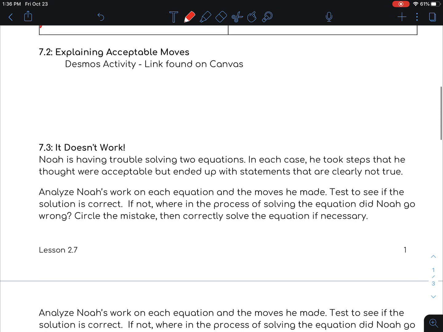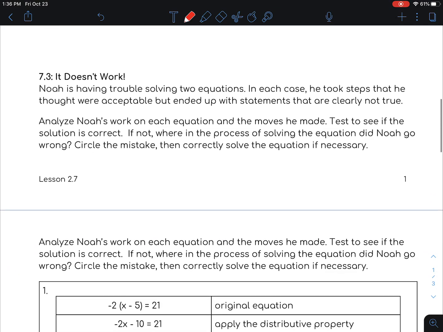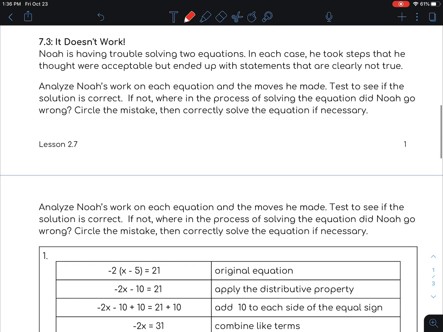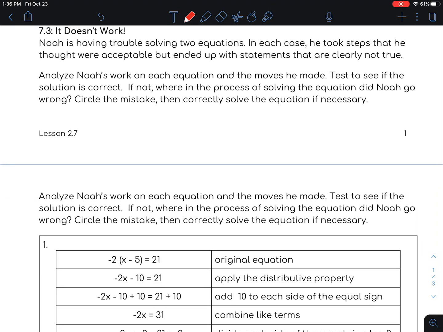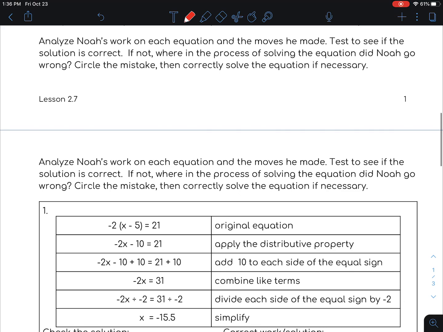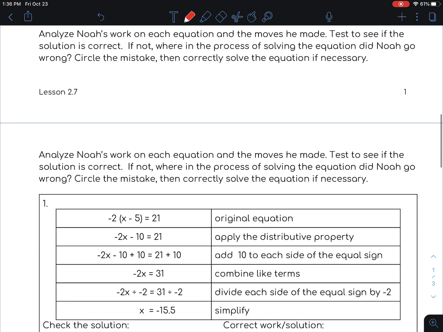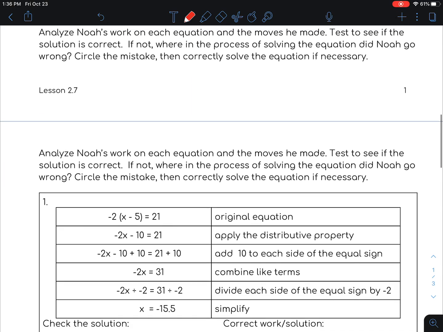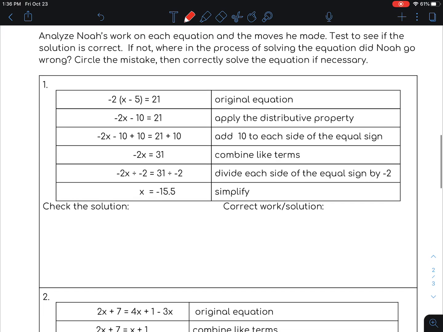If you haven't done that Desmos activity, or if you were not in class, that might be worth taking a look at. 7.3, it doesn't work. Noah is having trouble solving two equations. In each case, he took steps that he thought were acceptable, but ended up with statements that are clearly not true. Analyze Noah's work on each equation and the moves he made. Test to see if the solution is correct. If not, where in the process of solving the equation did Noah go wrong? Circle the mistake, then correctly solve the equation if necessary. All right.